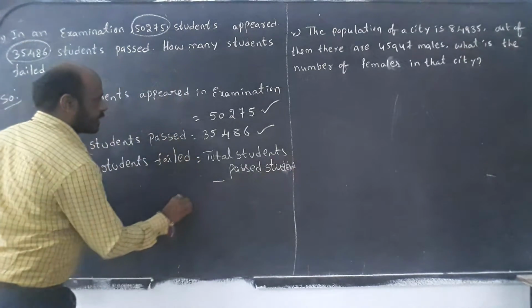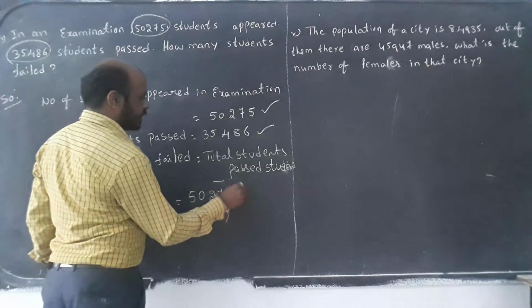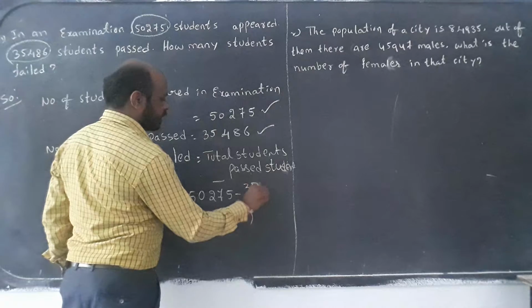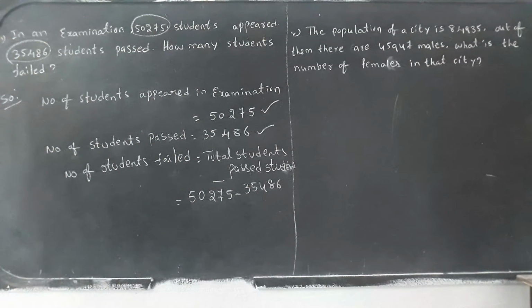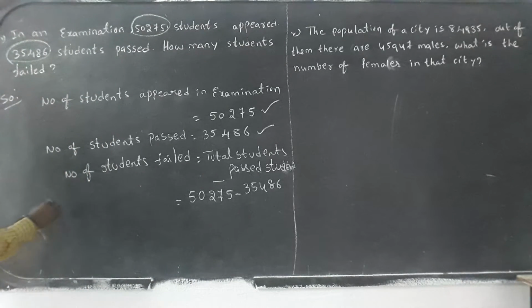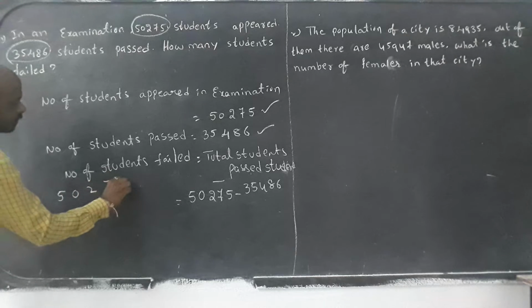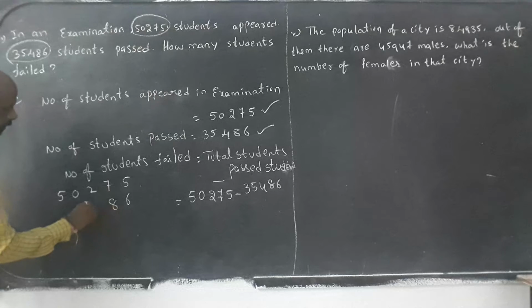Total students, how many are there? 50,275 minus 35,486. We can subtract it. For subtracting, on the right side we have to make one column as a margin. In that margin we have to do rough work.